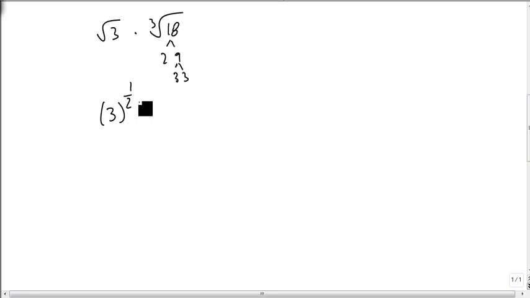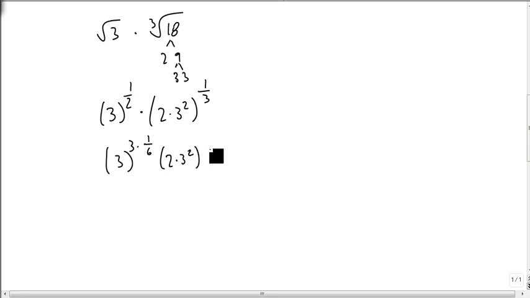One more problem. What if we have the square root of 3 times the cube root of 18? Well, same thing. Let's break this down. 18 is 2 and 9, which is 3 and 3. So we're really looking at, and let's go to the rational powers at the same time, 3 to the 1/2 times 2 times 3 squared to the 1/3. Rewrite our fractions so they have the same denominator in the power. So this is 3 times 1/6, and 2 times 3 squared to the 2 times 1/6.